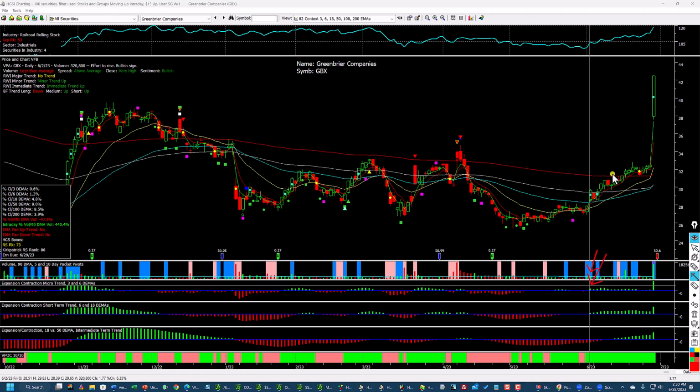Volume coming in. What do we have here? We have an effort to rise. Here's the scalp the next day. And then an effort to rise again. And it really hasn't looked back.